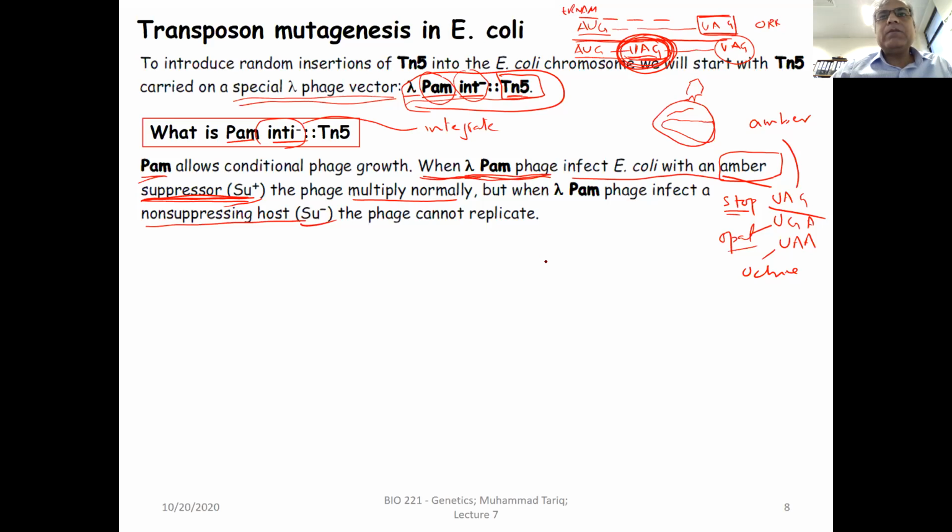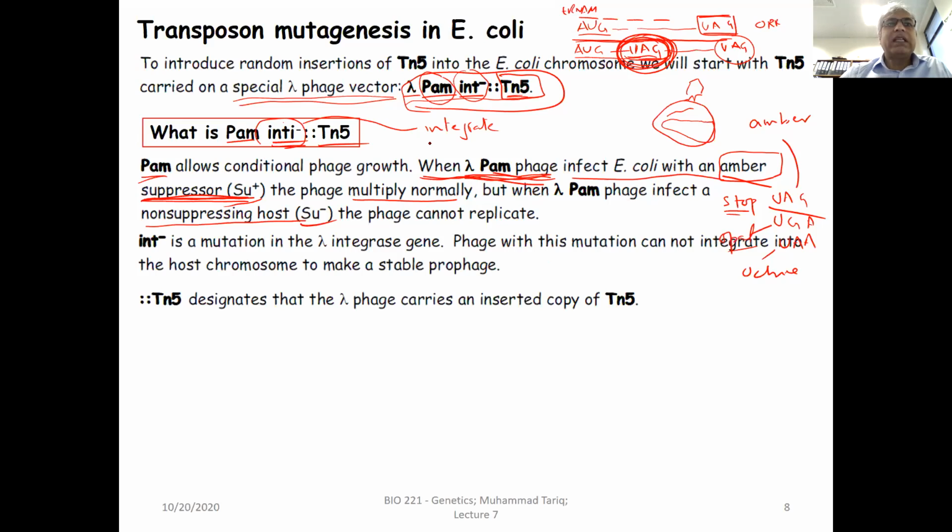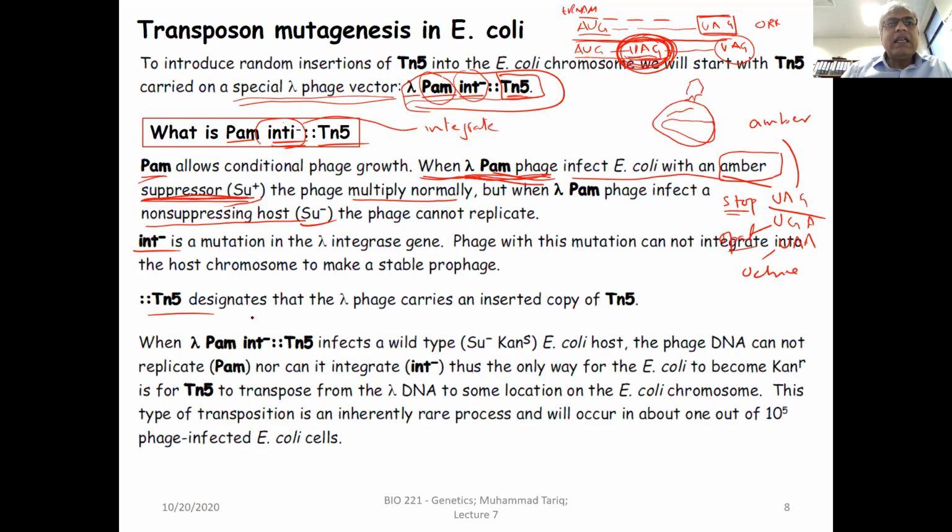So what we have now is lambda PAM phage, which carries some amber mutation. Also, it carries an integrase mutation, so that the transposon cannot integrate into the bacterial genome. And also we have the kanamycin resistance transposon. So I explained to you what int minus is and Tn5 is.